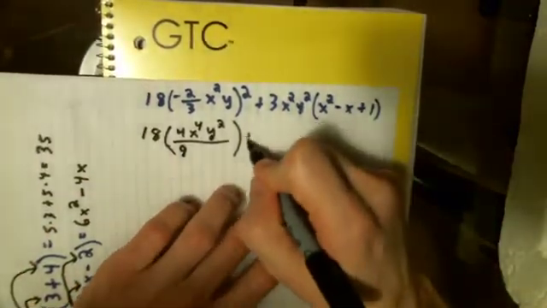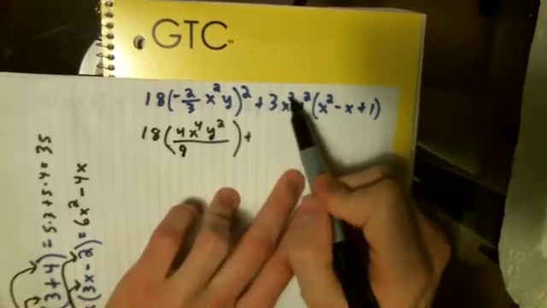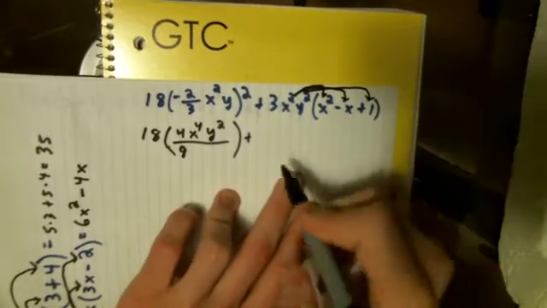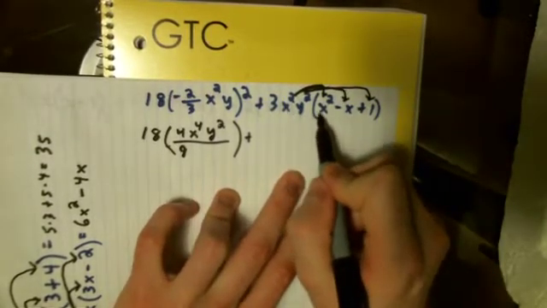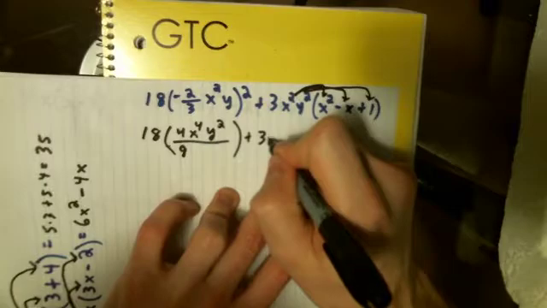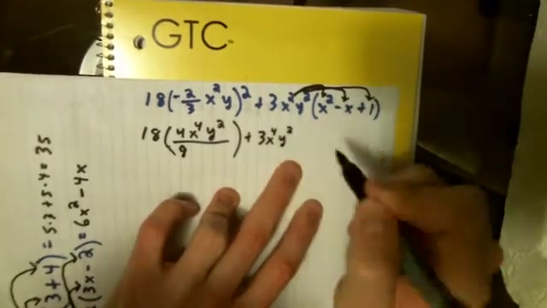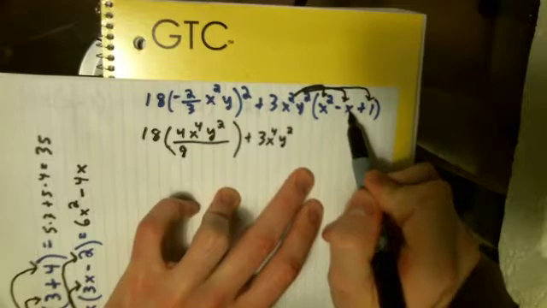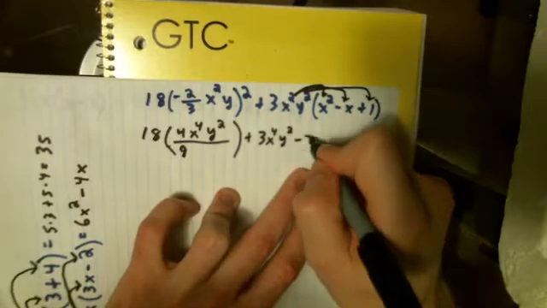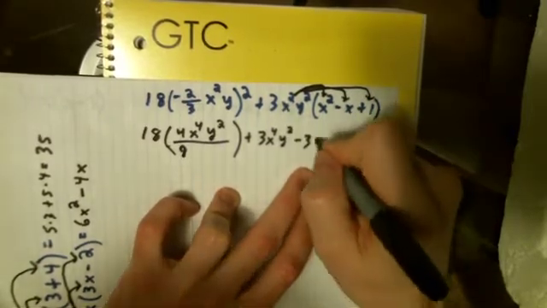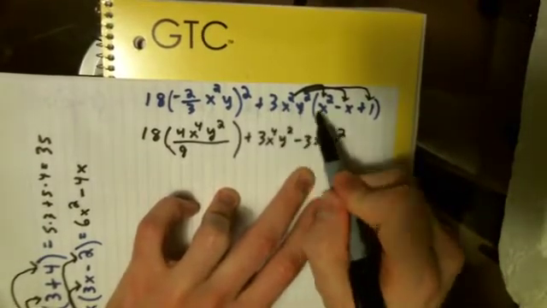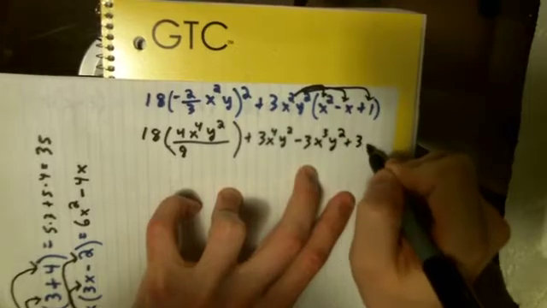And now if I distribute here, well, remember I have to take this guy and multiply it by each term in this quantity and then add them together. So if I have 3x squared y squared times x squared, well, x squared times x squared is x to the 4th. So I have 3x to the 4th y squared. Then 3x squared y squared times negative x, well, that gives me negative 1 times 3 is negative 3. X squared times x is x cubed. And then I still have my y squared. And now 3x squared y squared times 1 is just 3x squared y squared.